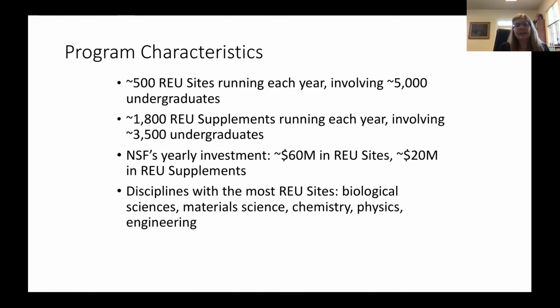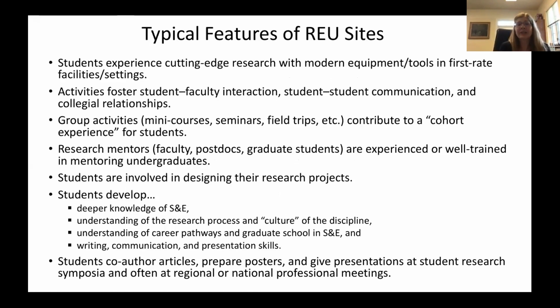So where are we? There are about 500 REU sites running every year, about 5,000 undergrads. There are supplements for folks that have research grants, another about 3,500 students. It varies from budget year to budget year, but somewhere around 80 million is getting invested in this. And there are lots of other places that fund undergrad research, to be very clear. But they do really great things, right?